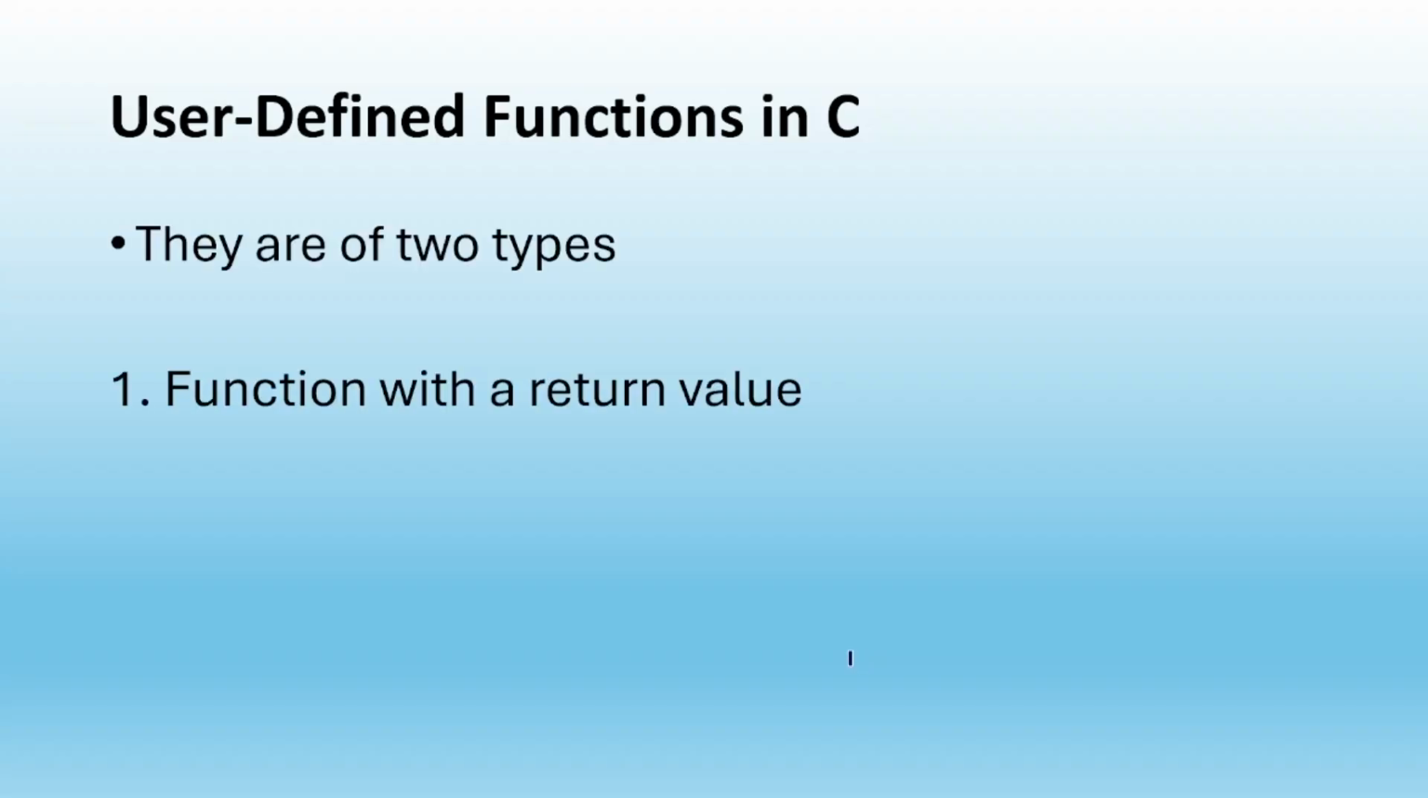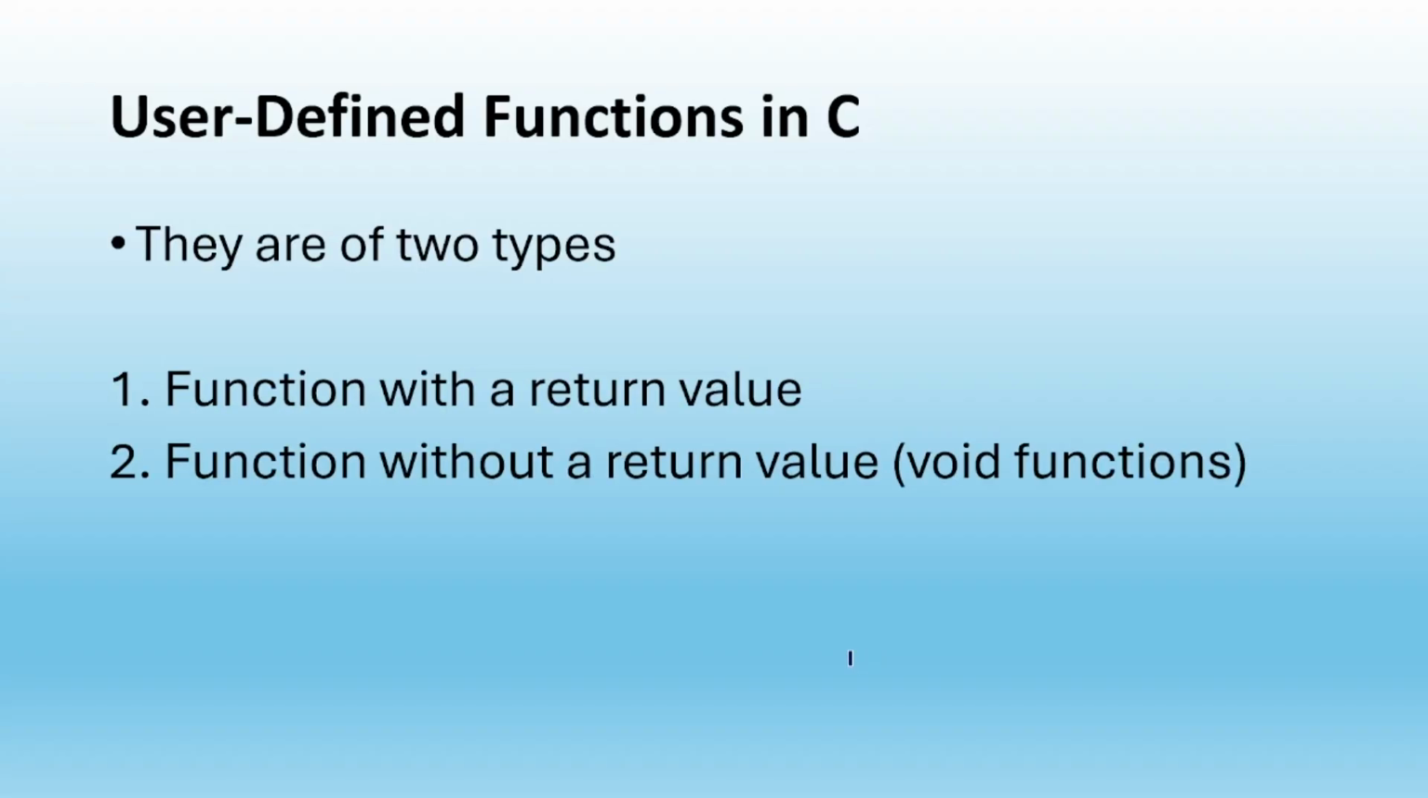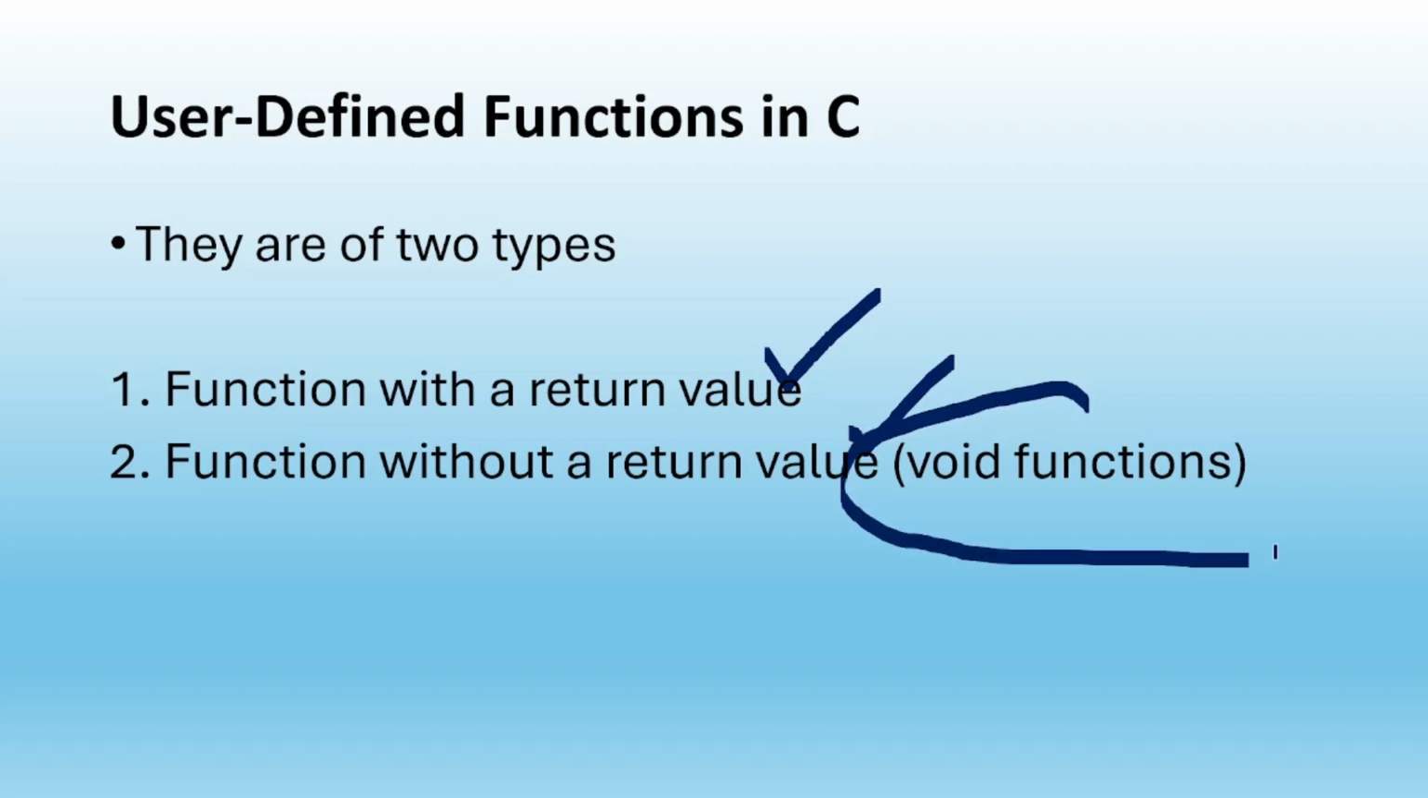Now we will talk about how user-defined functions work in C. They are of two types. What are those two types? One is a function with a return value, another is a function without a return value. It means your function is going to return some value, we call them functions with a return value. When a function does not return anything, we call it a void function. They do not return any value to us. How to define them? We will see now by understanding the parts of a user-defined function.